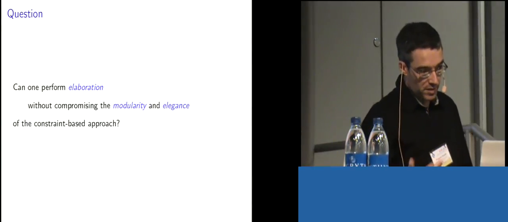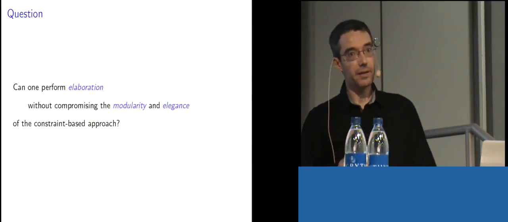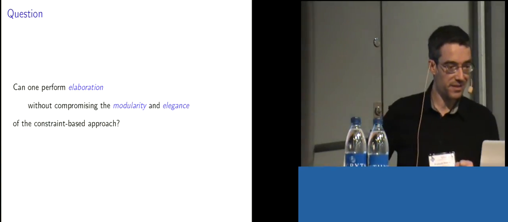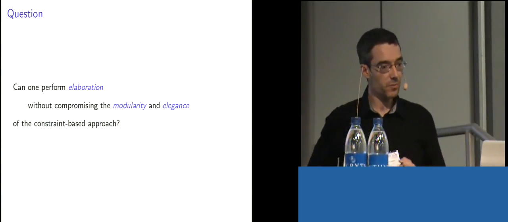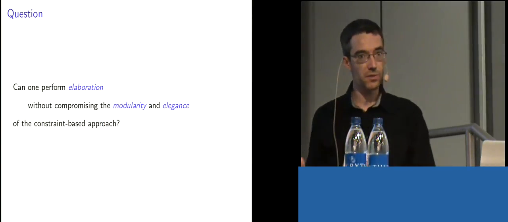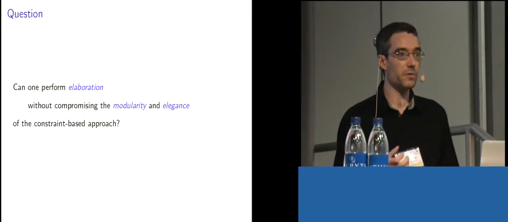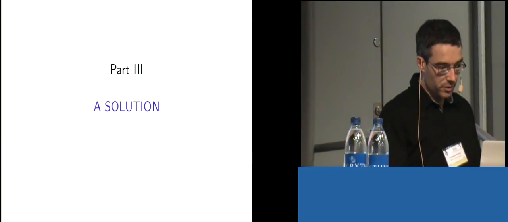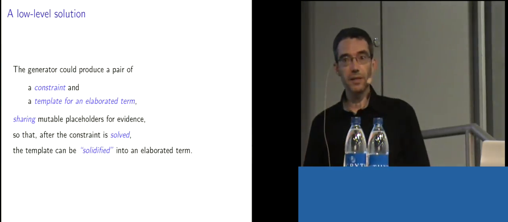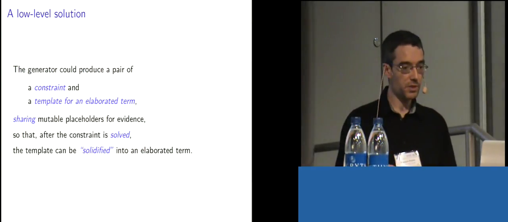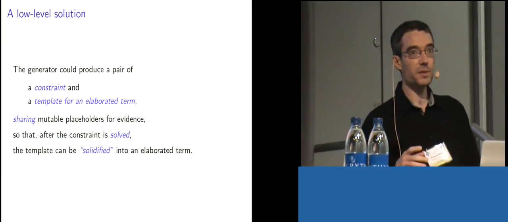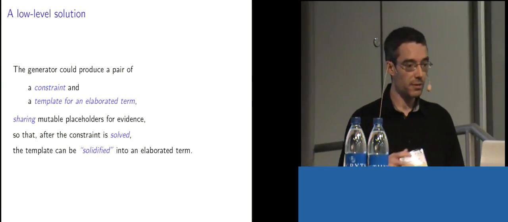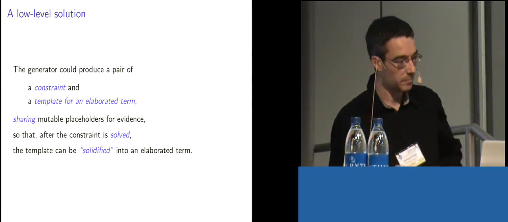So the question I'm looking at is, can I keep my elegant story, which is the result of several decades of pedagogical research, so to speak, can I keep this nice, elegant story with a nice separation between constraint generation and constraint solving, and at the same time be able to explain how I construct a System F term? So, the solution, or at least a solution. I'm going to begin with a low-level solution, so to speak, which is fairly natural, and explain why I'm not completely happy with it. And then what I will add on top of that is a tiny idea, really, which allows me to write this code in a more pleasing way.